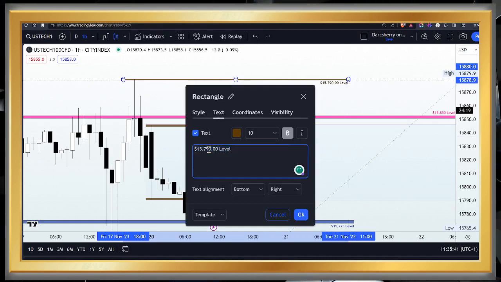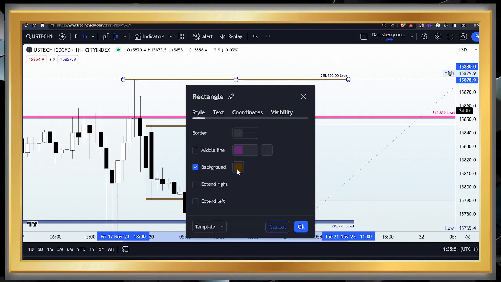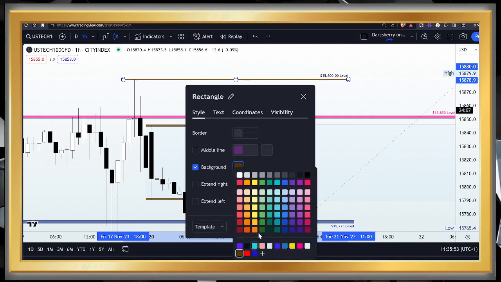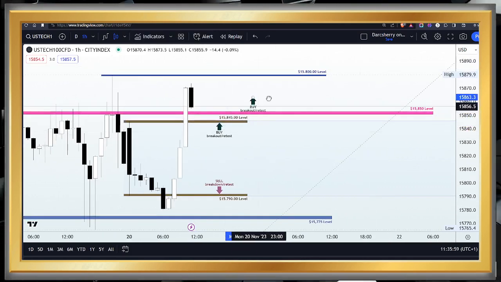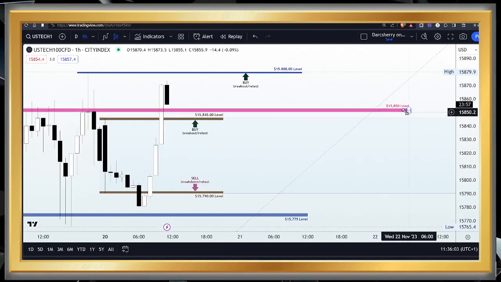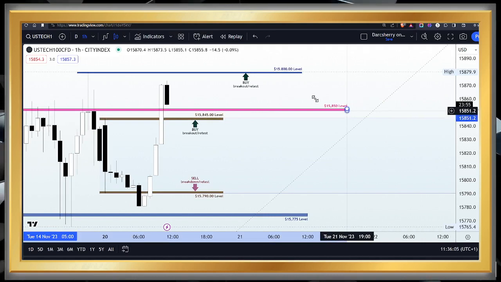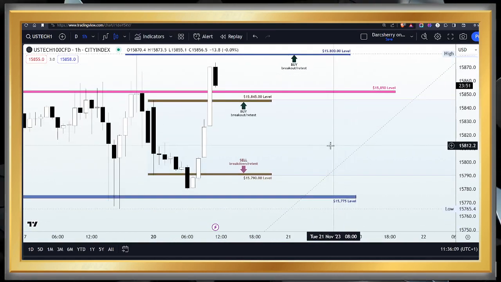So we have the 15,880. So I will place this right at the top. I want to give it a different color to differentiate it from the range we identified at the beginning of the week. I think blue is fine, right? So I want to be seeing more opportunities to buy if price breaks out and takes out the sell positions around that area. So that is how I'm going to be holding on to a bullish bias on this particular market.